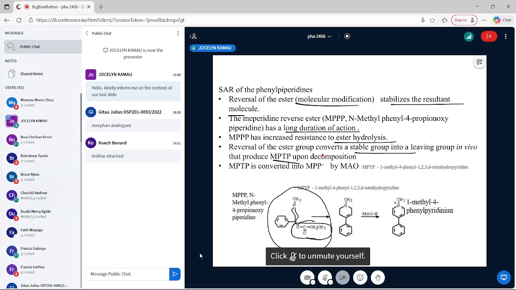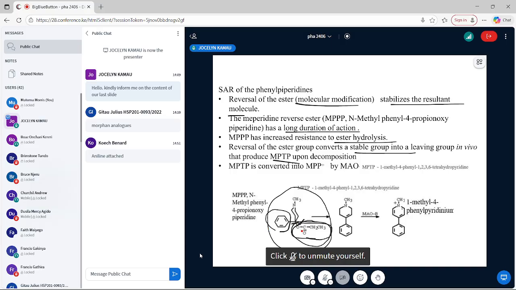But unfortunately, when you have reversed the ester and take it in vivo, yes, there is more stability to hydrolysis, but it becomes what we call a better leaving group. It can leave more easily, and when it leaves, the whole group leaves. When that whole group leaves, what happens? You will just be left with that group here and the piperidine.